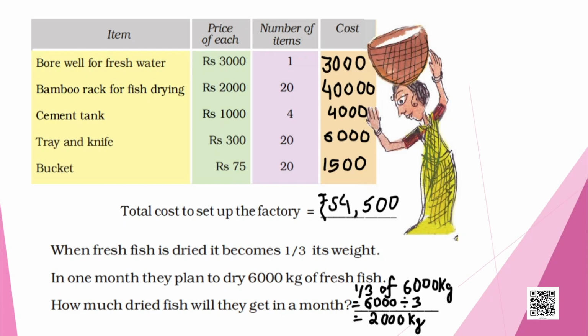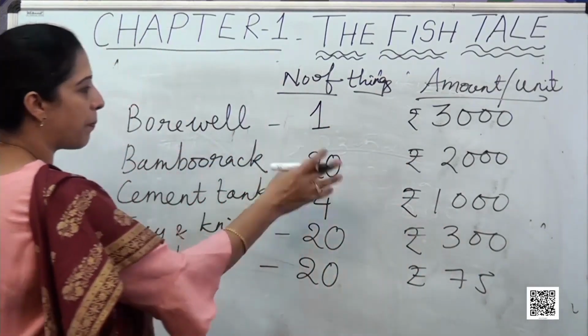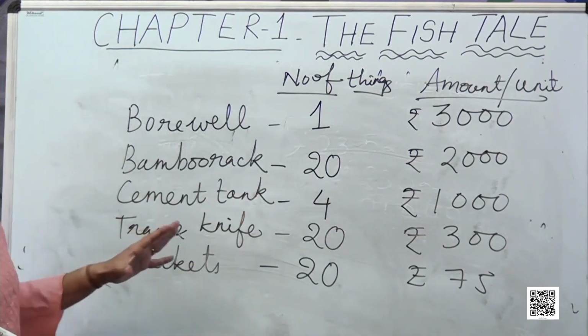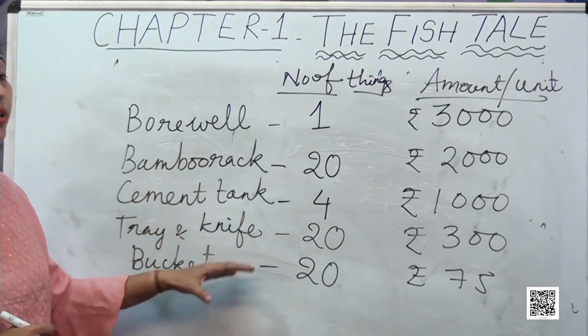Now after they found out the amount per unit, they have to find out the total amount they need for all these items.